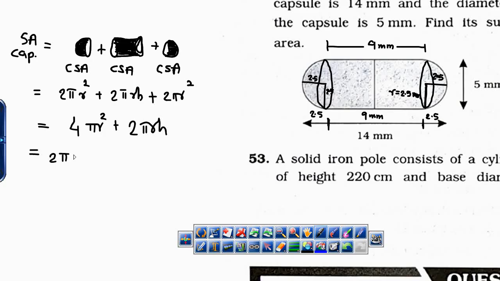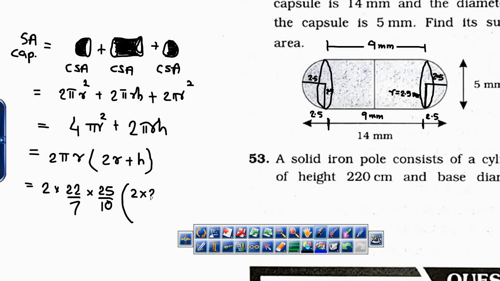2 pi r common, 2r plus h is left. And now finally you will put all the numbers. 2 pi r, r is 2.5, so 25 by 10. 2 into r, 2 into 25 by 10 plus height of the cylinder 9.